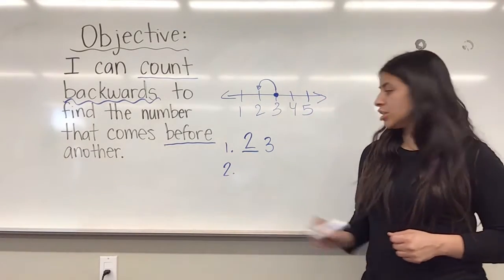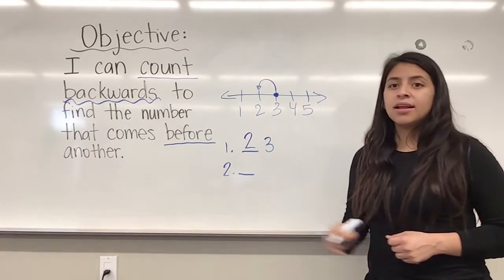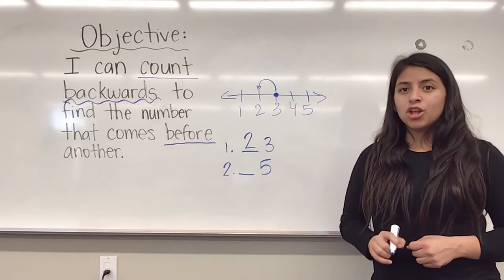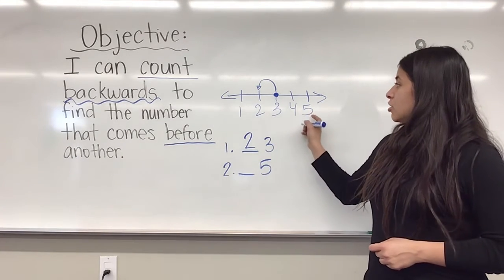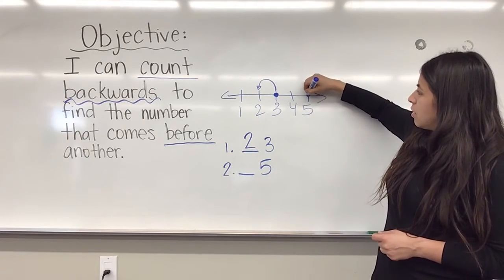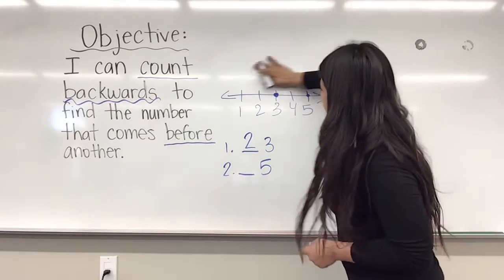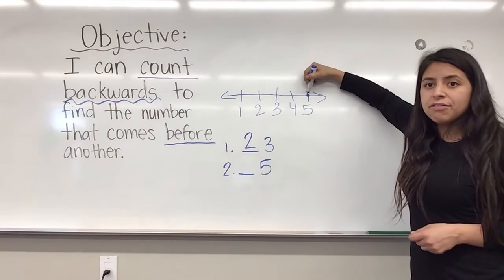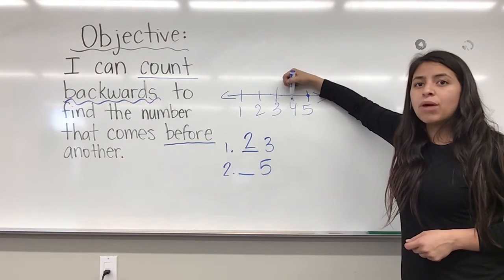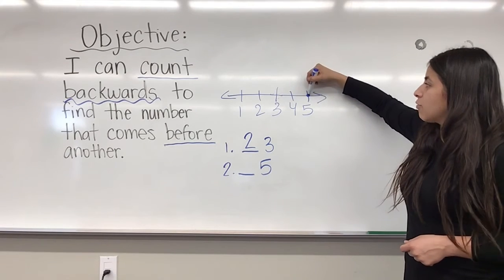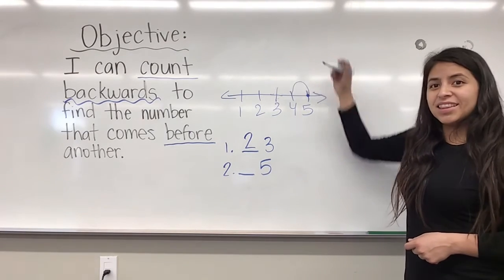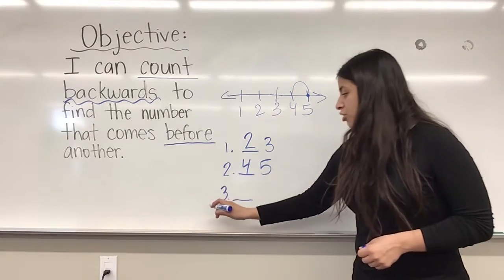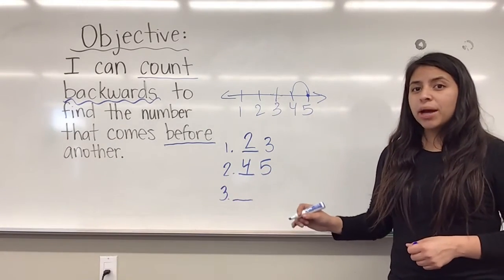Our next question, I want you to find the number that comes before 5. So if this is 5, we're done with 3. If we're on 5, what number comes right before it? What number is that? If we go 1 back, the number 4. Good job. All right, so for this last question, you're going to do this one all by yourself.